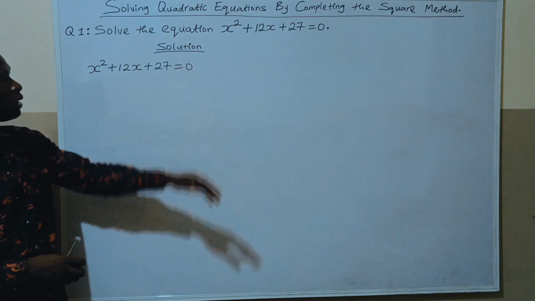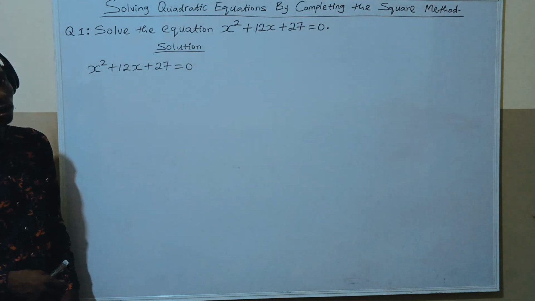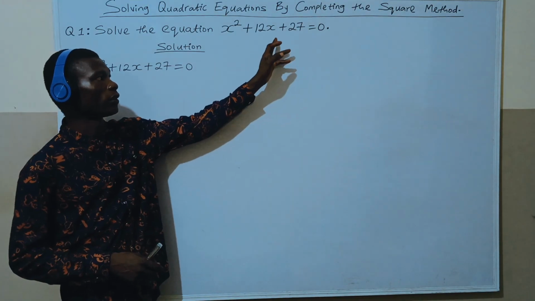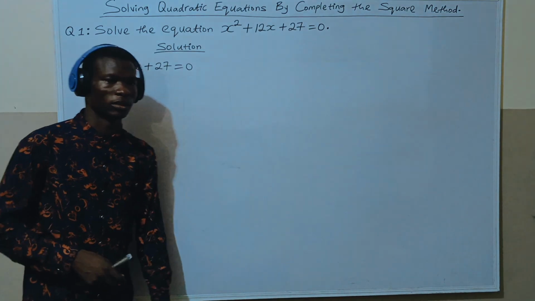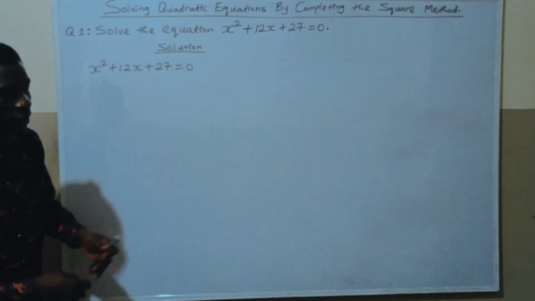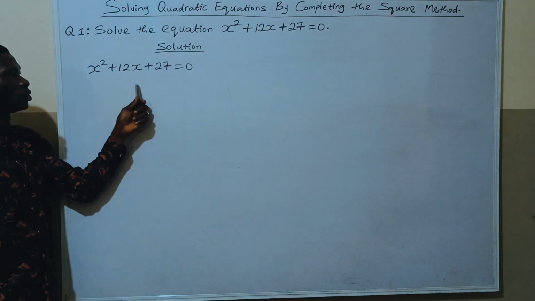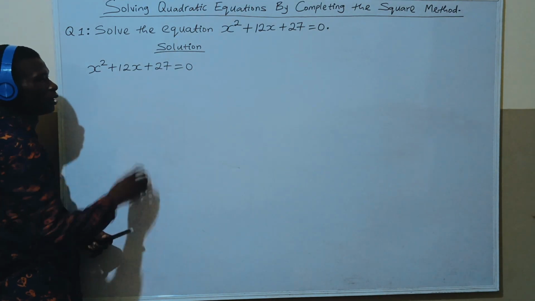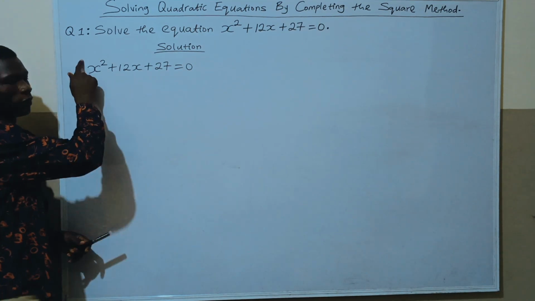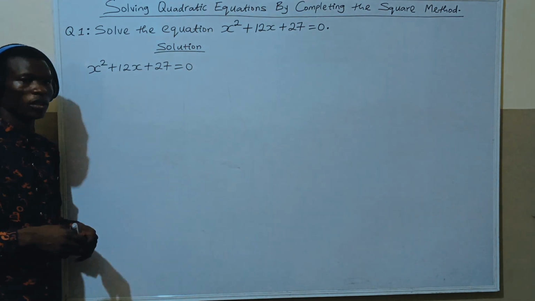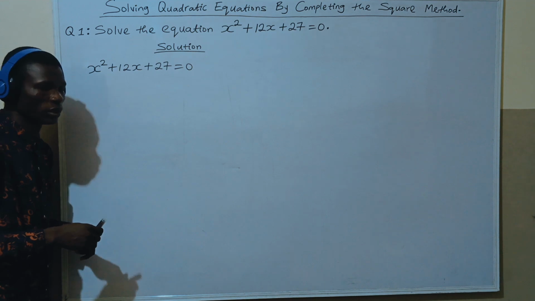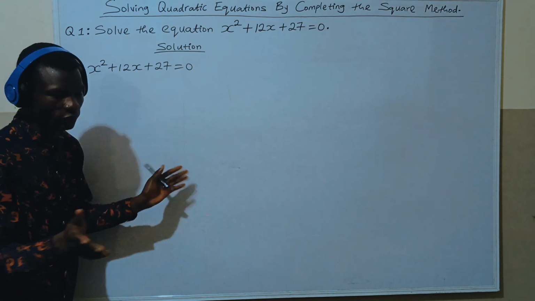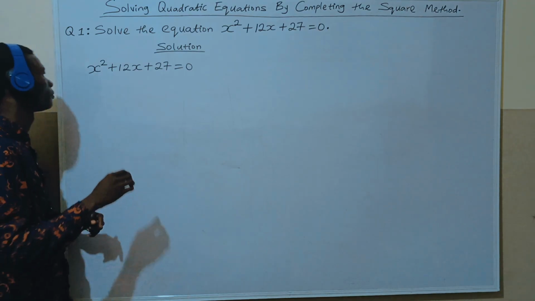Okay, so today we are looking at the completing the square method, and the first question before us is: solve the equation x squared plus 12x plus 27 equals 0. So we'll start with the question itself. We have x squared plus 12x plus 27 equals 0. The first thing to do to solve this quadratic equation is to check the coefficient of x squared. What is the coefficient of x squared? The coefficient of x squared is 1. Since the coefficient of x squared is 1, we can proceed without any issue.